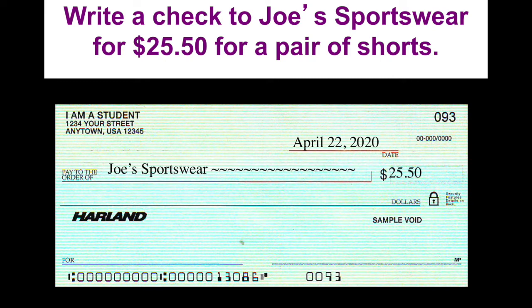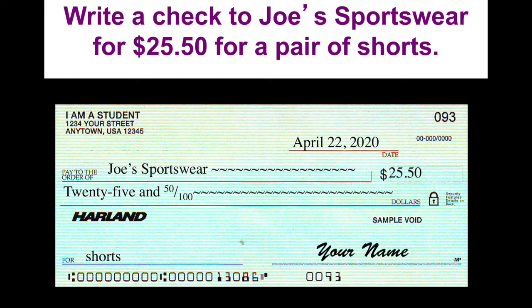Next, we're going to write the amount in words. So we'll write 25 and the cents is 50 over 100. And again, we will write the wavy line up until the word dollars. After writing that, we will write what the item is for, and these are shorts. And then you will sign your name. Remember, as we go through this, if you need a little bit more time to write this on your sheet, just hit the pause button.